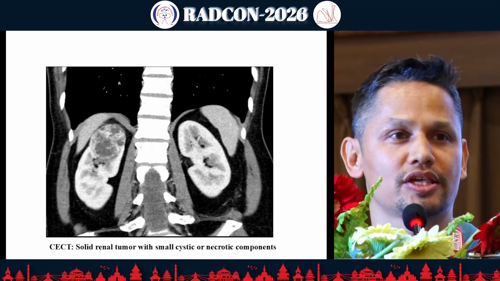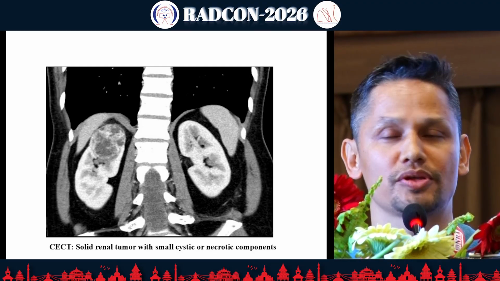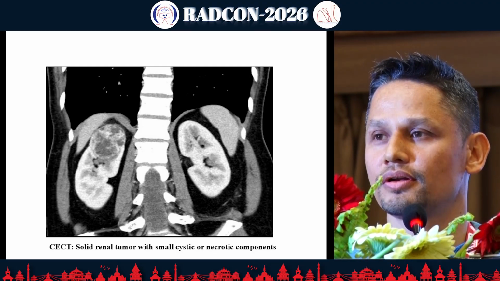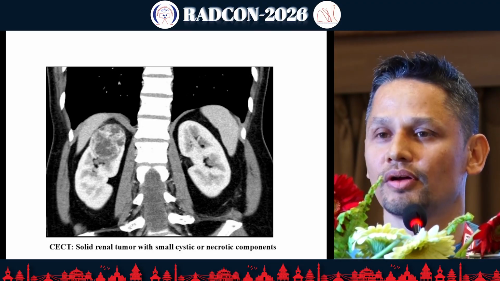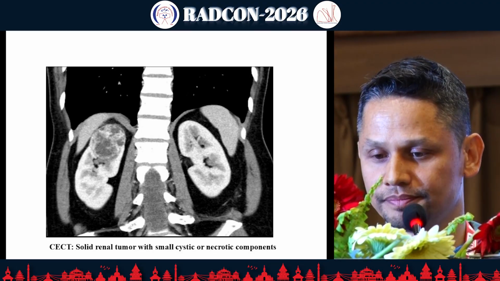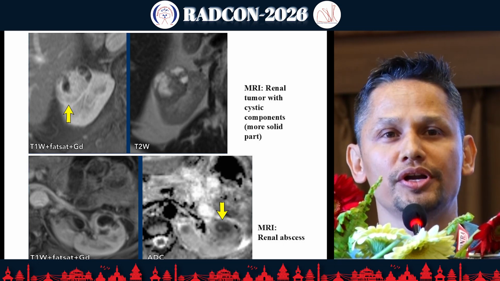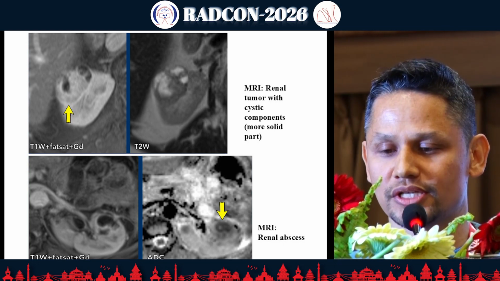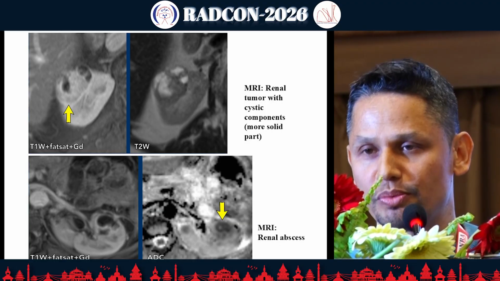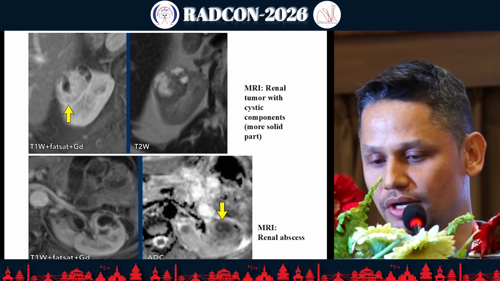So this is the image of a solid renal tumor with necrosis. This should not be classified under the Bosniak classification because this is a solid renal tumor, aggressive in nature, which has led to necrosis. And in this MRI image also, we can see the solid component is more than 25% of the total size of the lesion. So these are also to be excluded from the Bosniak classification.